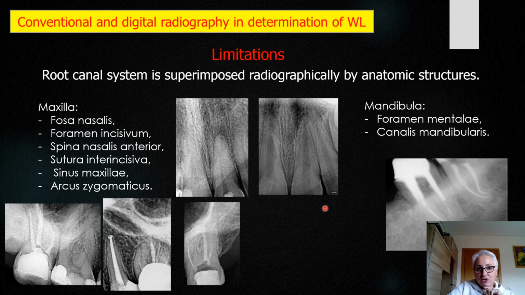Another limitation of the X-ray is that the root canal system could be superimposed radiographically by anatomic structures. We have some anatomical structures in the maxilla and likewise in the mandible. So when you're reading an X-ray, you always have to keep in mind that some anatomical structures, like the zygomatic arch, could block your root canal ends. In that case, you cannot even determine if your filling material or your instrument inside the canal is too long or too short.